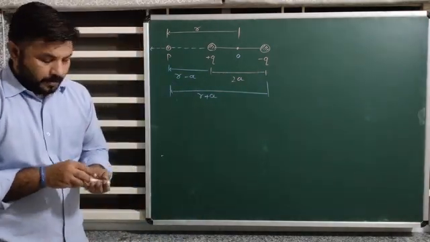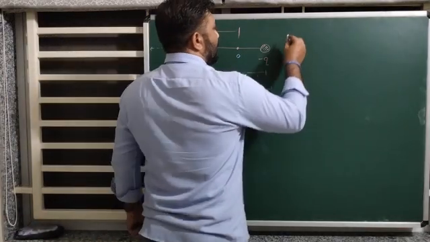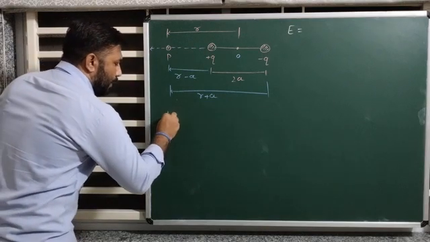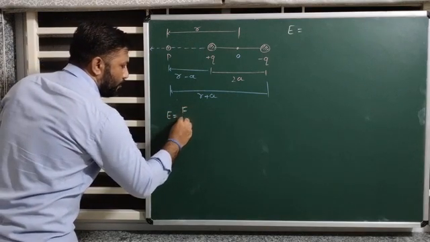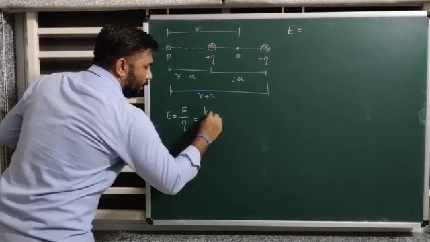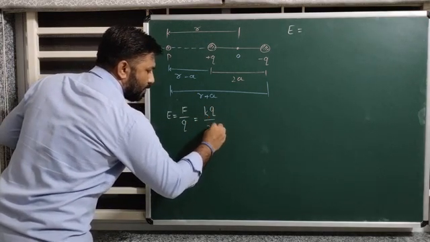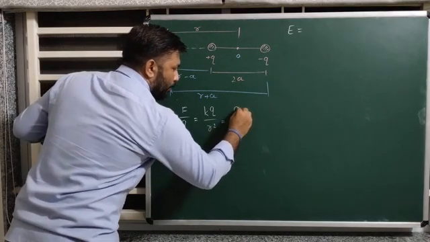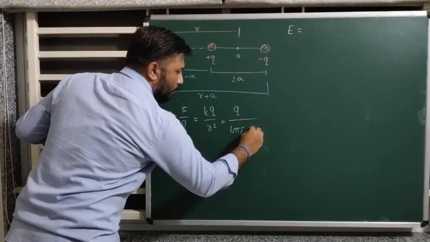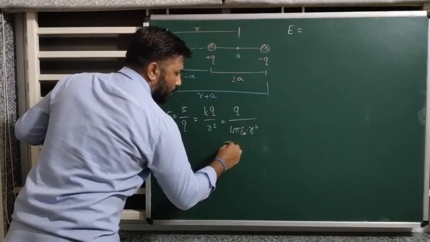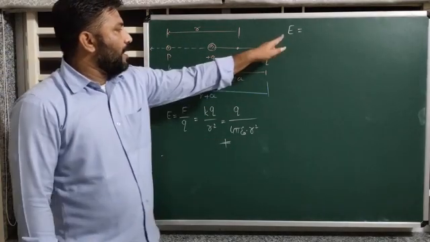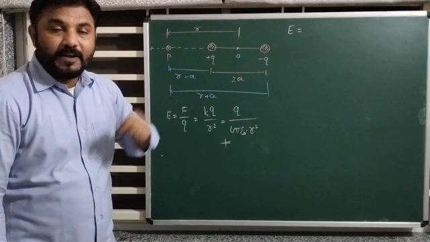Now, electric field E is equal to F by q, and then it is equal to kq by r square. Put the value of k, q by 4 pi epsilon 0 multiplied by r square. From this, we have to write the equation of E for both the charges individually.